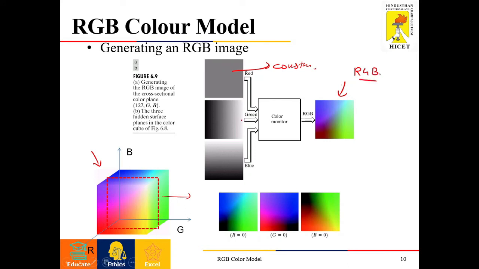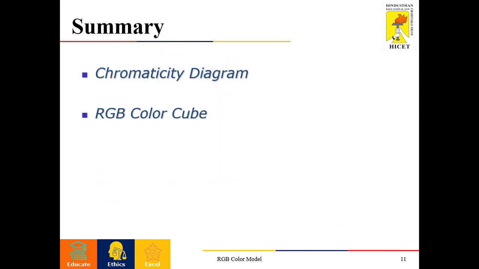If we remove any one shade, for example if the red plane is 0 in this image, it will look like this. If the green component is made 0, it will look like this. Similarly, this image is without any blue component. So this is the RGB color model, and these are the fundamental concepts of the RGB color model. In this video, we discussed the chromaticity diagram and the RGB color cube. Thank you.